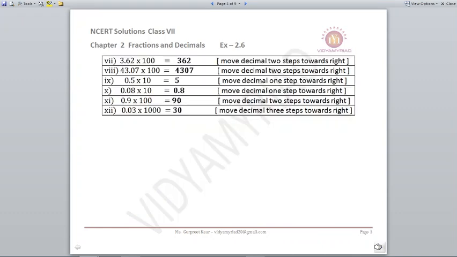Next, 3.62 multiplied by 100. How many steps? 2 steps. 0.62, that is also 2 steps. So what is my answer? 362.